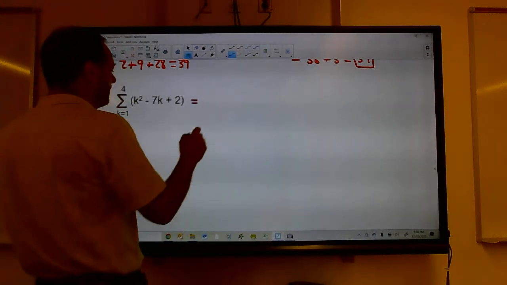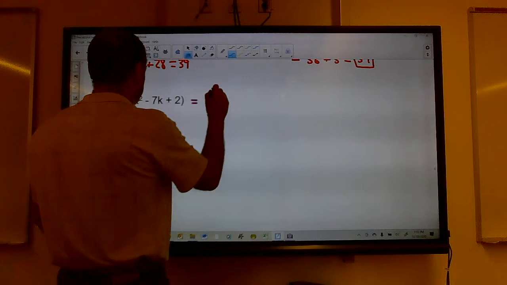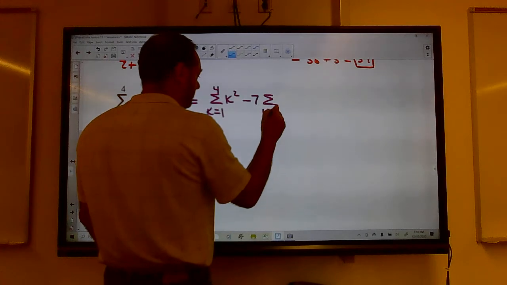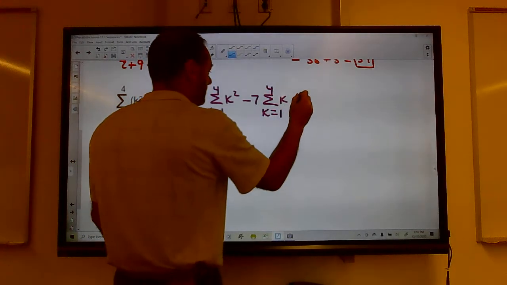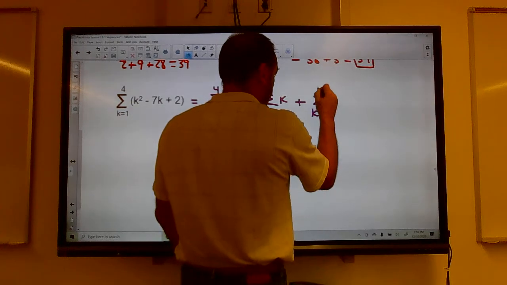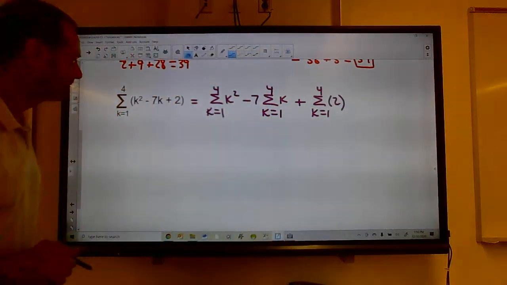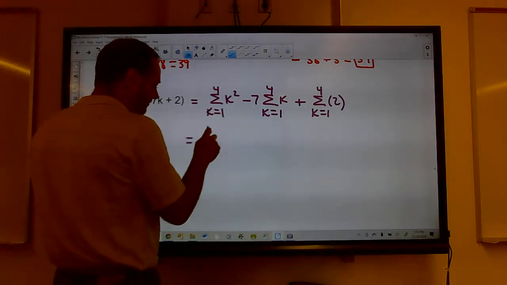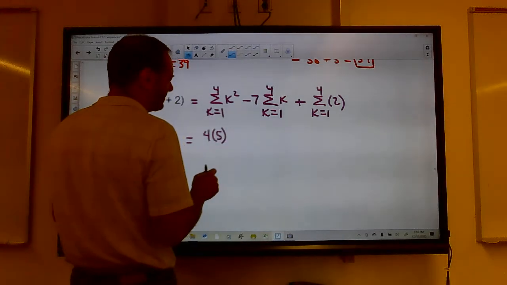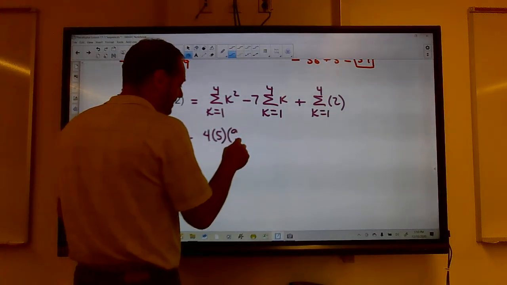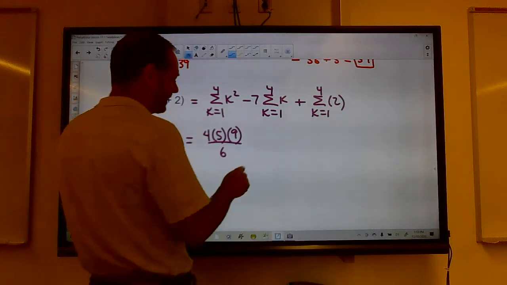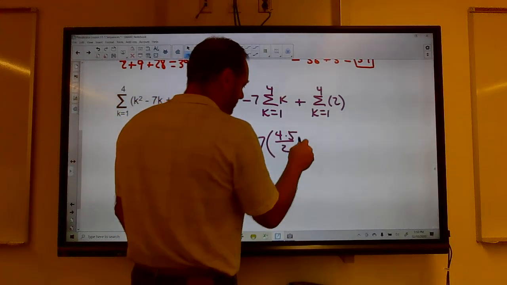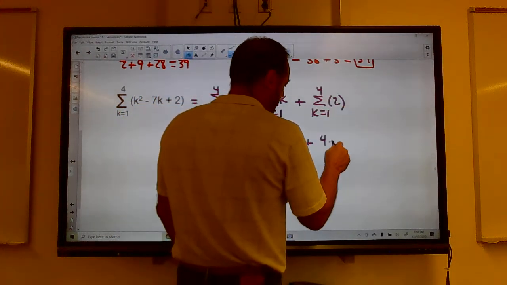Okay, so this one, I would break this up. This is the sum from k equals 1 to 4 of the k squared, minus 7 times the sum from k equals 1 to 4 of the k's, plus the sum from k equals 1 to 4 of the 2's. Okay, so this one, this is the formula I never remember off the top of my head. It's like 4 times 5 times 2n plus 1, so that'd be times 9 divided by 6. Hopefully I got that right. Minus 7 times, the sum of the k's would be 4 times 5 divided by 2. Plus, this is just 4 times 2.